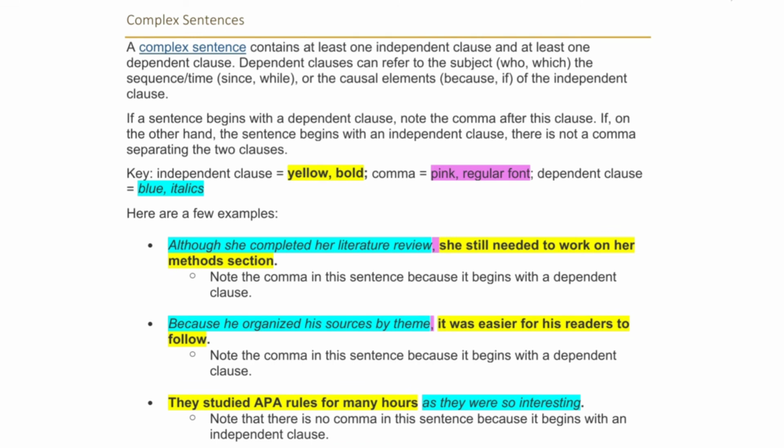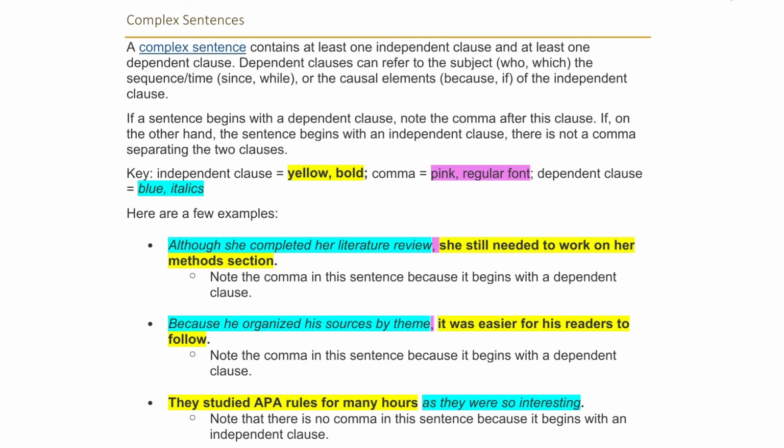The third structure is the complex sentence. A complex sentence contains at least one independent clause and at least one dependent clause. A dependent clause can refer to the subject, such as who or which, to the sequence or time, for example since or while, or to causal elements, because or if, of the independent clause.